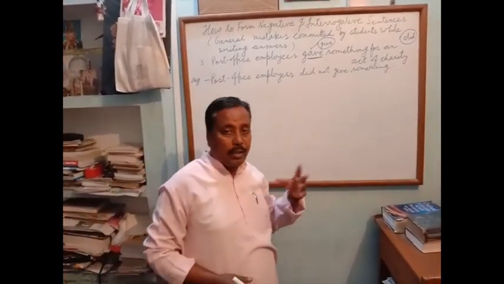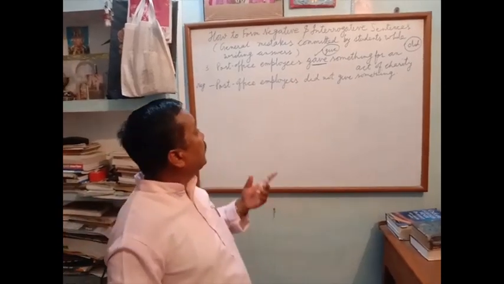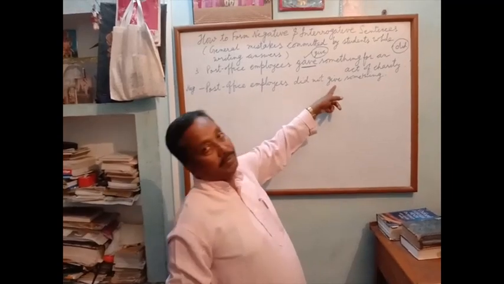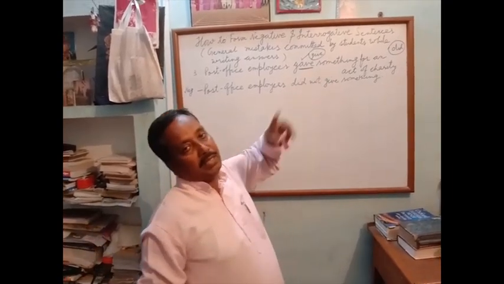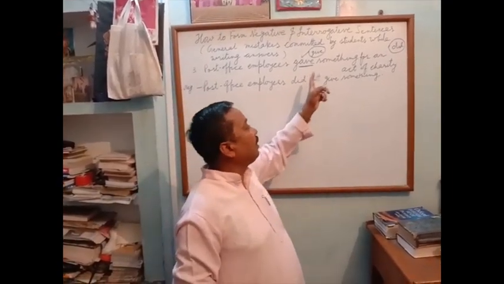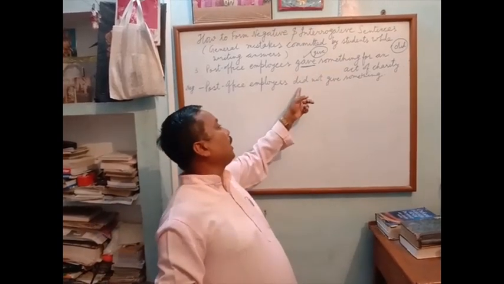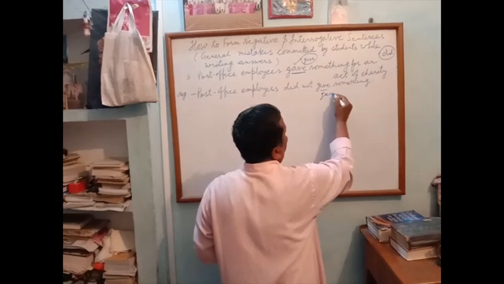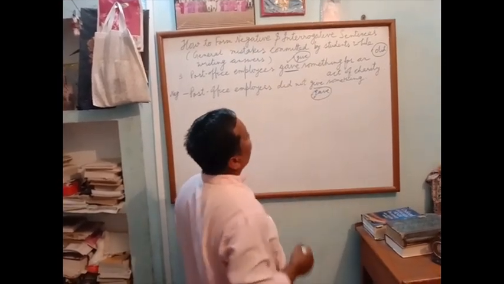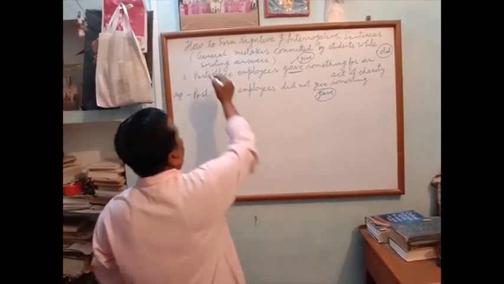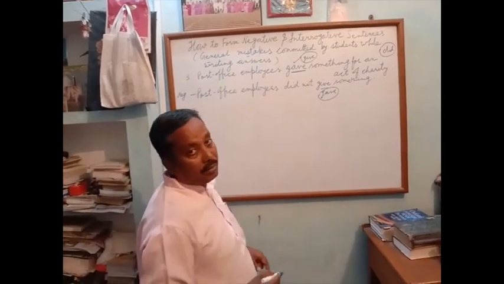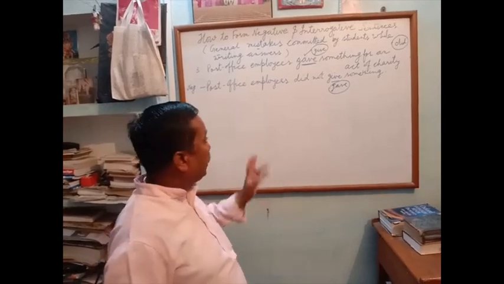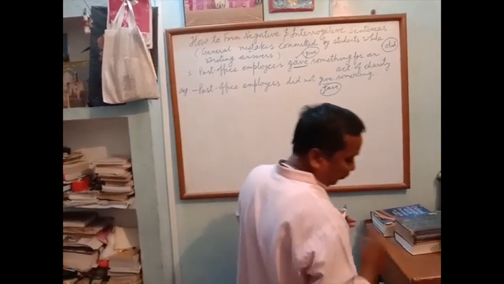Generally, what do students do here? Students write: post office employees did not give. This is the mistake. Did not gave. Here also the second form, and here also they write give. This is wrong. These are the general mistakes the students commit. We have to avoid this type of mistake. Okay.